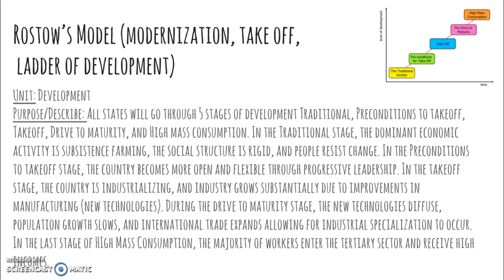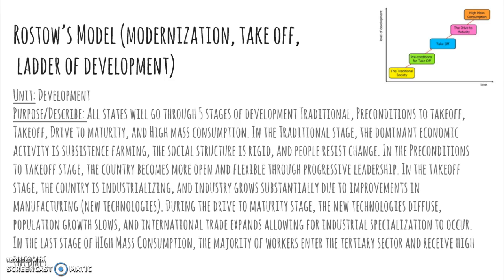The Rostow model is in the development unit, or econ, whichever you want to call it. All states go through the five stages of development, which are traditional, preconditions to takeoff, takeoff, drive to maturity, and high mass consumption. In traditional, the dominant economic activity is subsistence farming. The social structure is rigid and people resist change. In the preconditions to takeoff stage, the country becomes more open and flexible through progressive leadership.